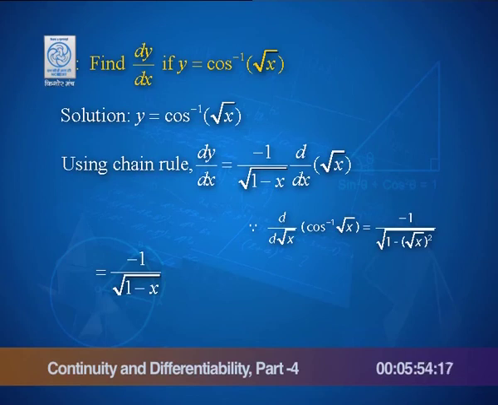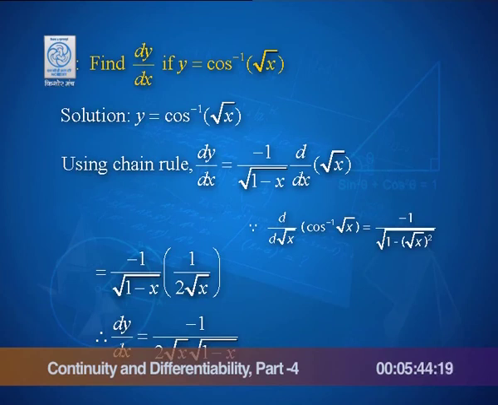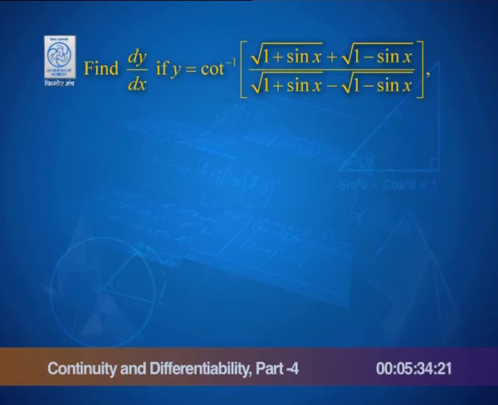And what is the derivative of root x? Nothing but 1 by 2 root x. That gives you the derivative of y with respect to x as minus 1 by 2 root x into root of 1 minus x. Let us take another question. Find dy by dx if y is equal to cot inverse of root 1 plus sin x plus root 1 minus sin x by root of 1 plus sin x minus root of 1 minus sin x, where x is between 0 and pi by 2.